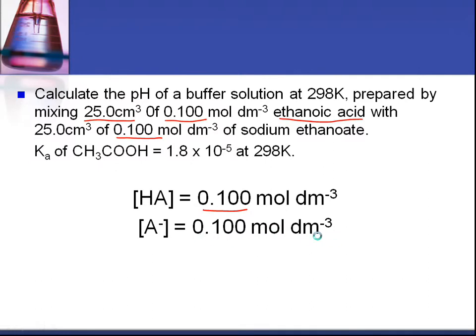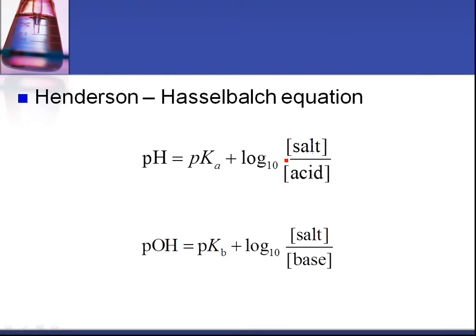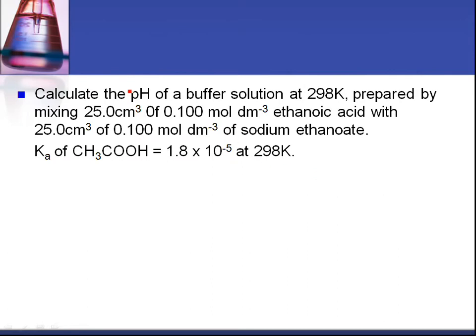Okay. Now we're going to have a look at the equation that we're going to use to calculate the pH of a buffer solution. It's called the Henderson-Hasselbalch equation, and you have to know this. Okay. There's two kinds. There's one for pH and there's one for pOH. Okay. So it's pKa plus log of the salt over acid for pH, and pKb plus the log of the salt over base for pOH. So let's try an example now.